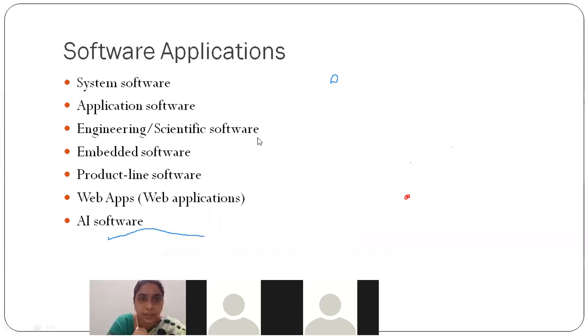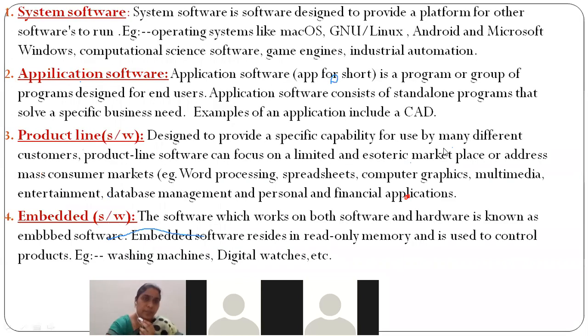next topic, which is software applications. These are the different types of software, different kinds of applications of software. What are all the areas where we'll be using software? In that, the first one is system software, application, engineering, embedded, product line, web apps, and finally artificial intelligence software. So these are the different areas where we'll be using software, among which the first one is system software.